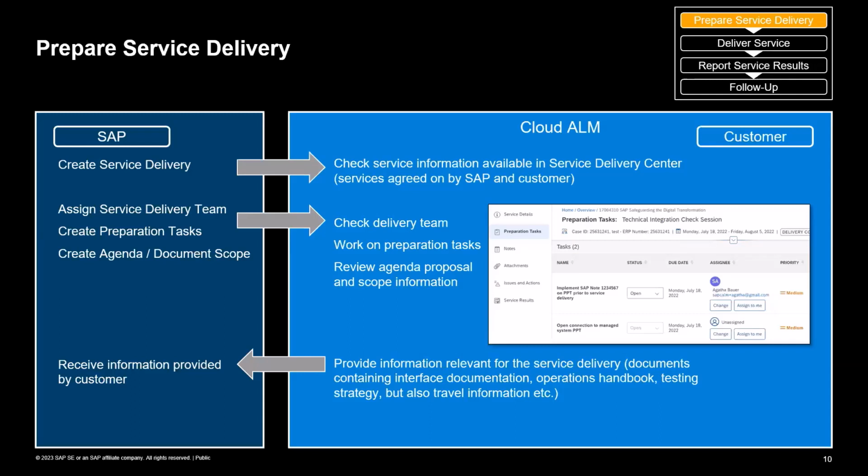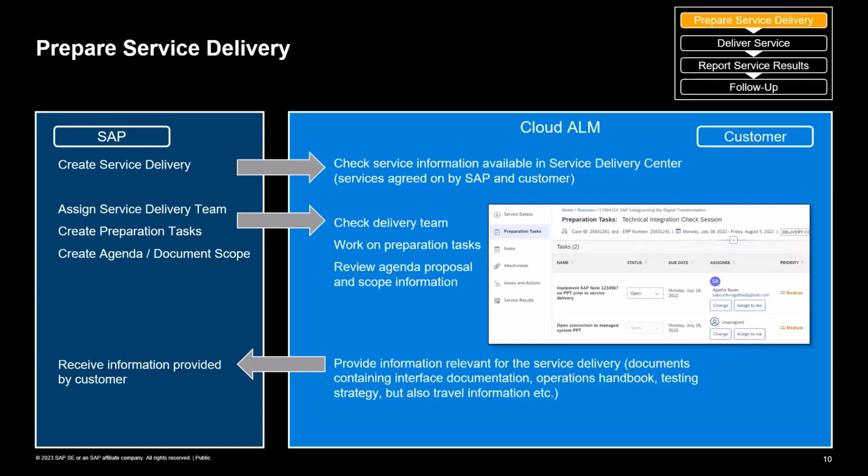Inside SAP, we have the creation of the service delivery. We would have the creation of preparation tasks by the delivery team, the creation of the agenda, the documenting of the scope, the documenting of maybe the preparation call. When the SAP consultants create that information, they typically have the choice to say: is this internal information? Then it does not get replicated to the customer tenant. Or is that external information? Then it does get replicated to the customer tenant. Anything that's deemed to be external gets replicated there, where it's visible to the customer.